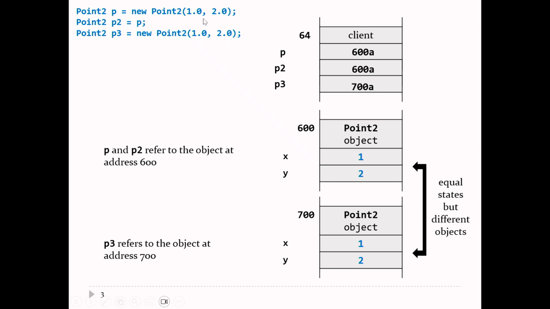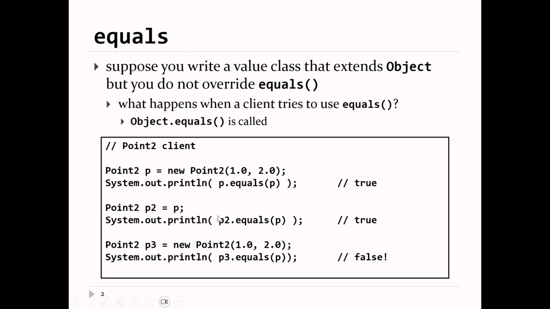And so in the code from the previous slide, p is here. p2 is the same point, so it's also that one. But p3 is that point down here. So p is the point that lives at address 600, and p3 is the point that lives at address 700. They have the exact same state, so their coordinates are 1 and 2, but they are different objects. So when you ask, does p3 equal p, the answer is no, because equals is asking, are these things the same object?